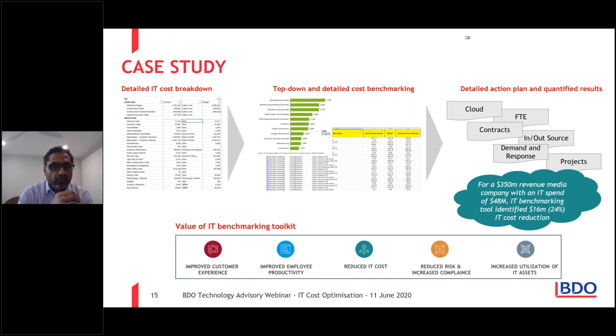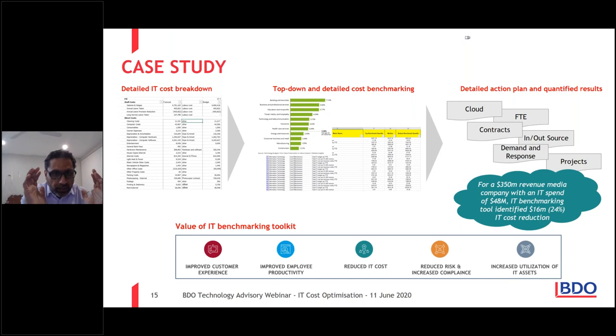And that led to a number of different options that were put on the roadmap, all the way from moving to the cloud to making sure that we have the right mix of FTEs, in-house versus contractors, what contracts we have in place, and whether there are things we are doing now that we can outsource, or things that were being outsourced that we could bring in. Demand and response, like what we talked about, where can we have a 2-hour response time rather than a 1-hour response time, and then looking at all the projects that they were doing. By doing all of that, we were able to identify $16 million out of that $48 million IT budget, which was around a 24% reduction.